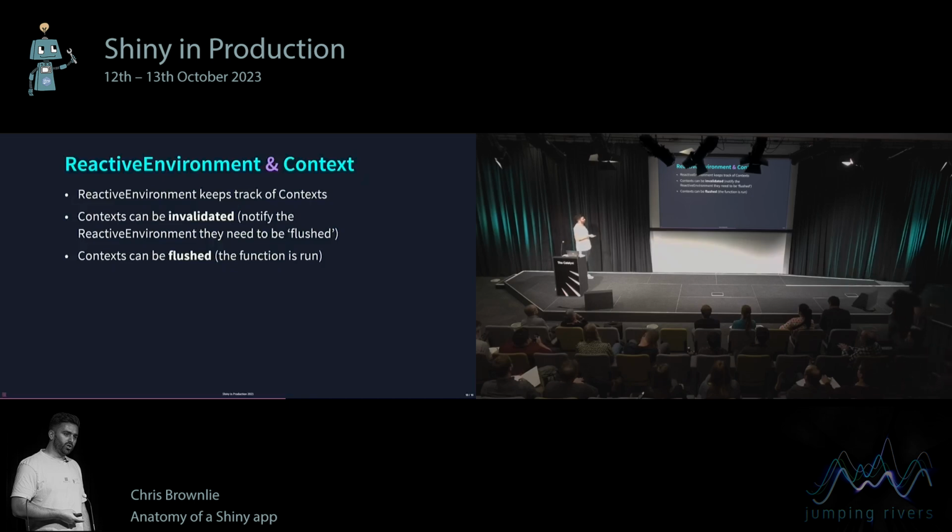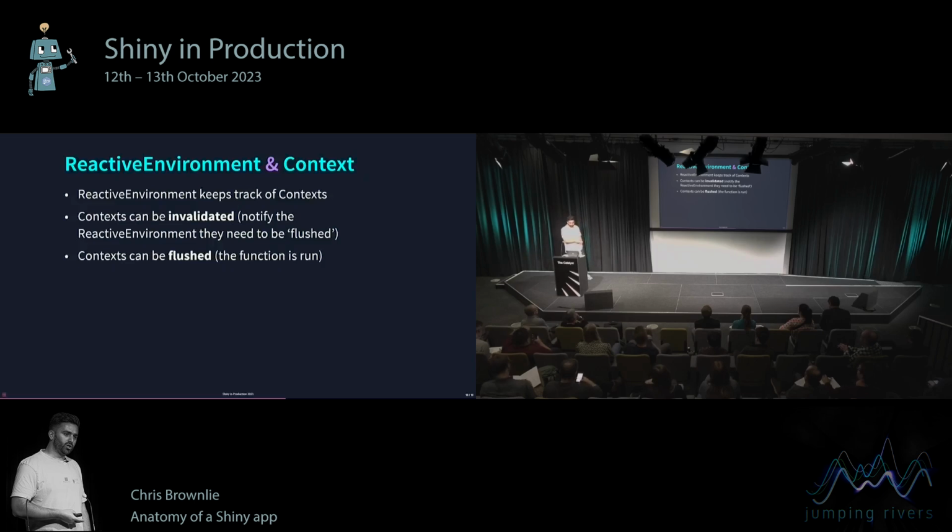So there are two key bits of terminology used in Shiny: invalidation and flushing. Invalidation is just saying something that I use in this value has changed, so I need to be recalculated at the next earliest opportunity. And then when it's recalculated via a flush, it's called. So the reactive environment and the context are key for keeping track of that.